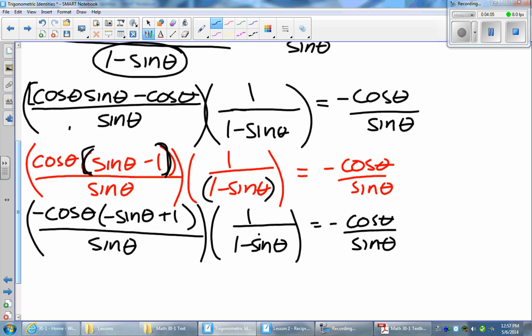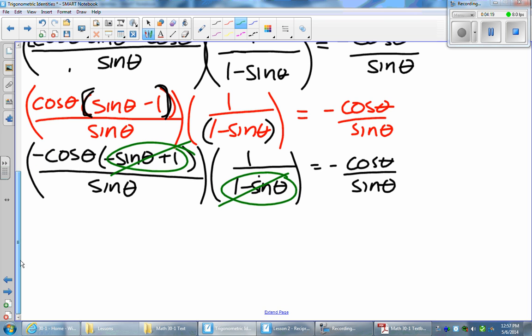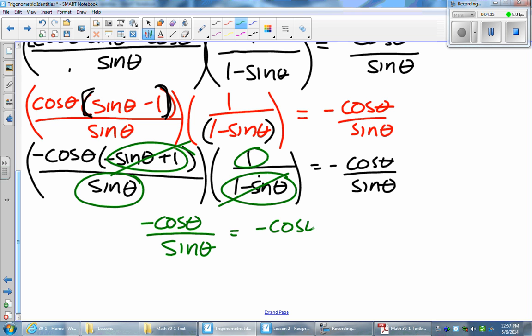So we created the same binomial here. Notice that this binomial, 1 minus sine theta, is the same thing as this binomial, but just in a different order. Since these are the same, both on the top and the bottom, they can actually cancel out. So what I'm left with now is negative cosine theta on the top times the 1, but that just gives you the same thing, negative cosine theta. And then on the bottom, all we're left with is sine theta. And I believe I have proven my identity because now both sides are equal to each other, so that completes my proof.